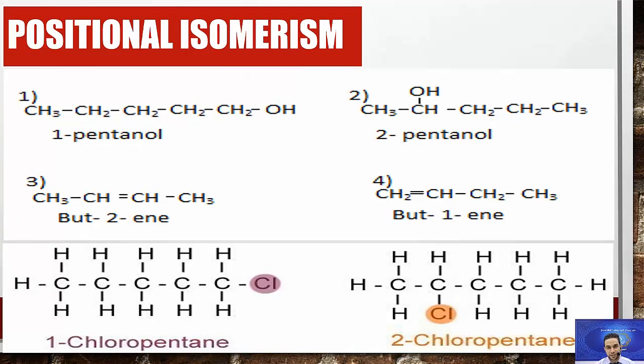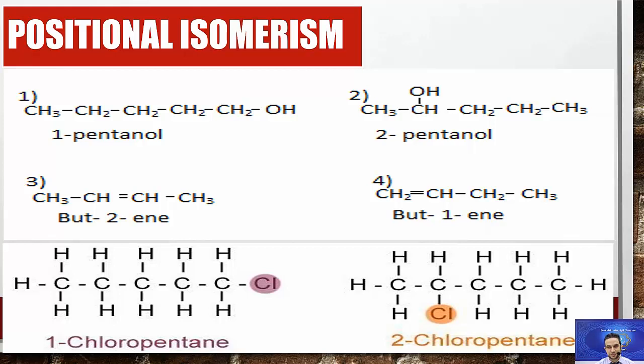The second type of structural isomerism, positional isomerism. It is very easy. Only we change the position of the branch or the functional group. For example, let's compare number 1 and 2. What is the difference between them?